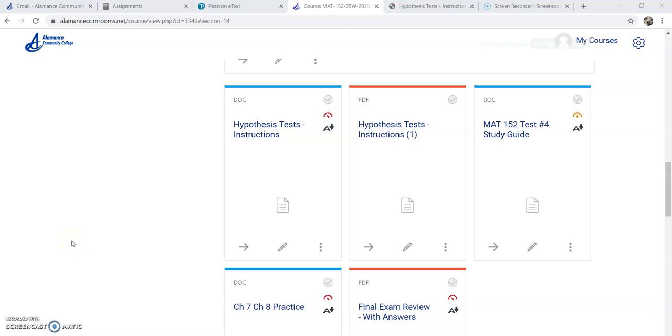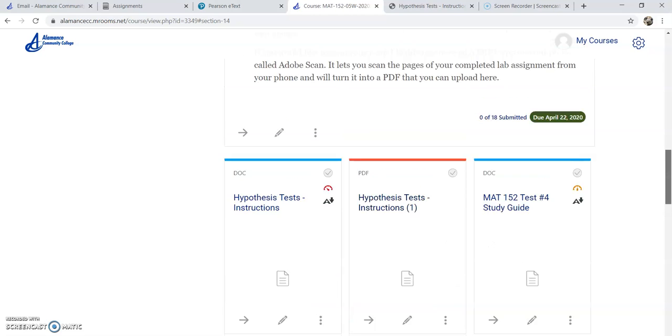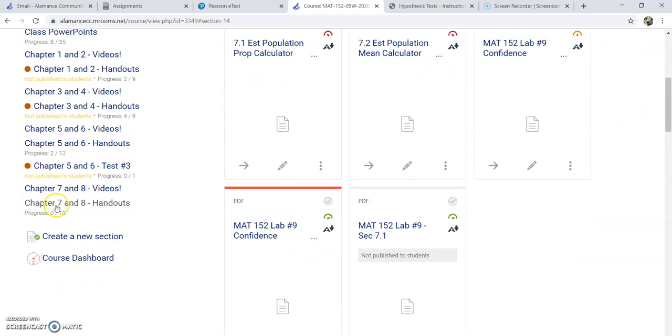Hi guys, so I was going to talk to you today about hypothesis testing, a little bit of an overview of hypothesis testing. We're going to focus on section 8.1 in this video, and then I'll do a separate video for 8.2 and 8.3. So on your Moodle course, there is a document. This is under chapters 7 and 8 handouts.